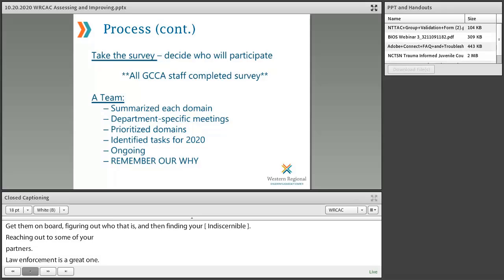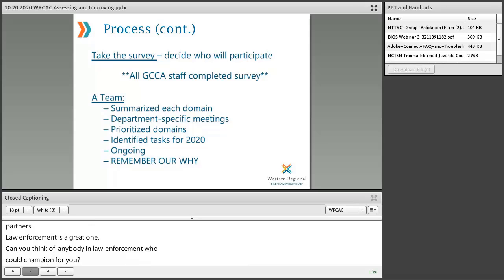If you wanted to get together and do it as an MDT, especially if you're a smaller community and there's fewer of you, that might be a really great way to not just tackle your own organization, but also your system as a whole. And then you need to decide who's going to take the survey. For us, it was really, really important to hear from everybody.